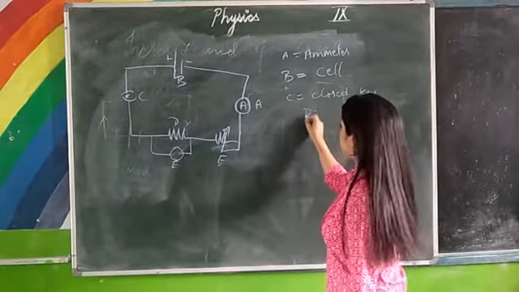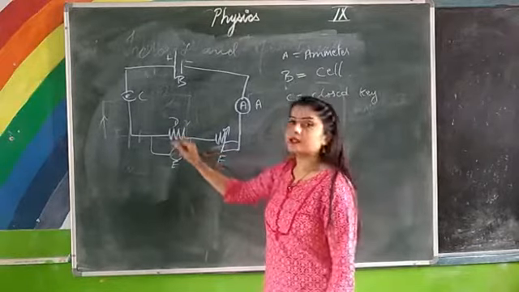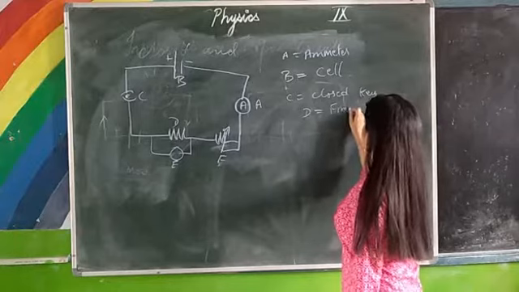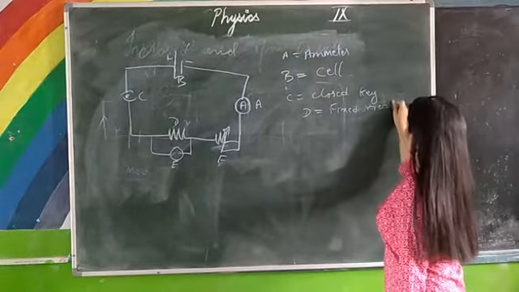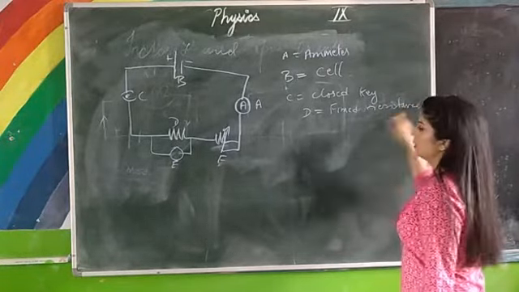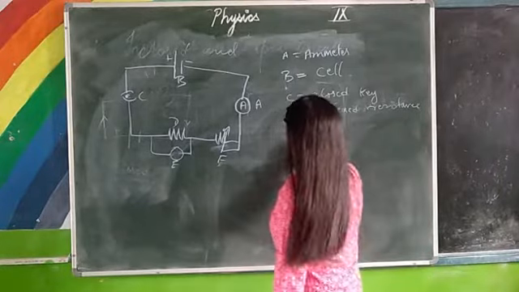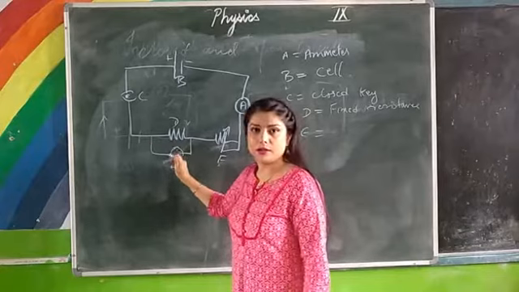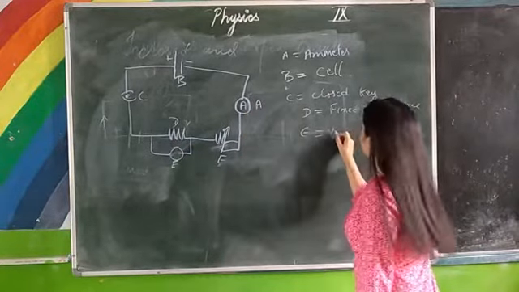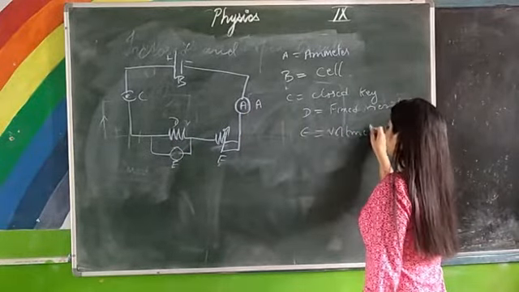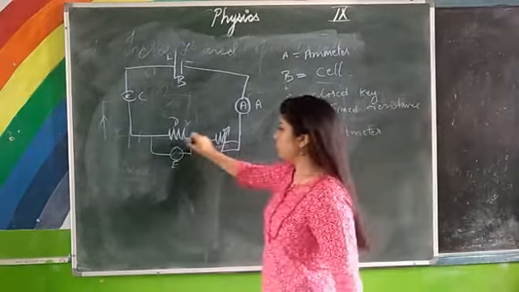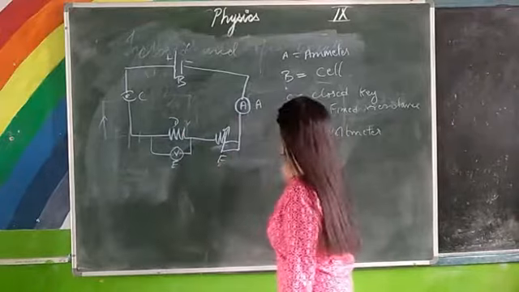D is a resistance over here without an arrow. It means it is a fixed resistance. A fixed resistance. The value of the resistance cannot be changed. Now E. Anything connected in parallel to a resistance is a voltmeter, and a voltmeter measures the potential difference between these two points. So this is a voltmeter.